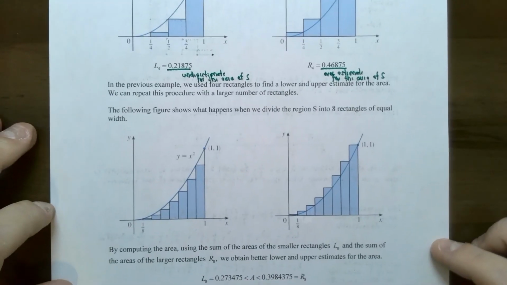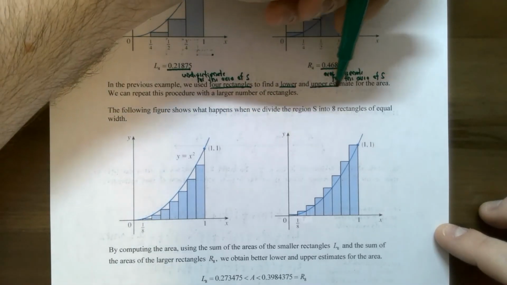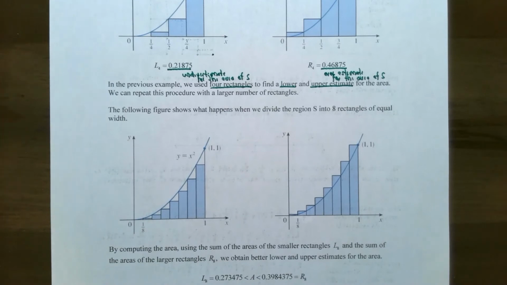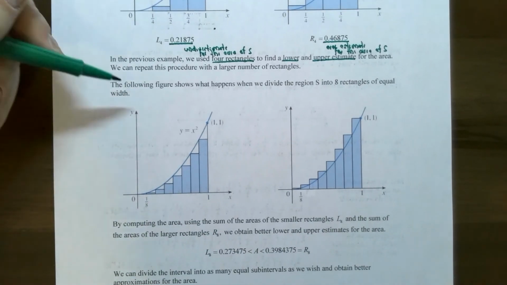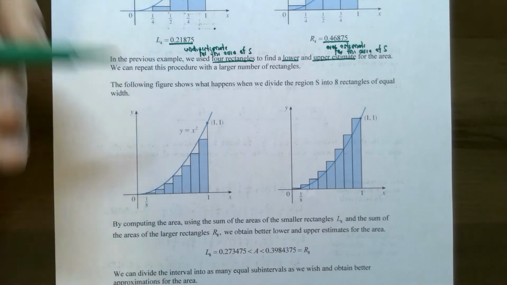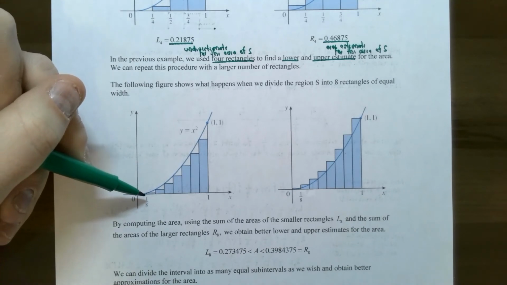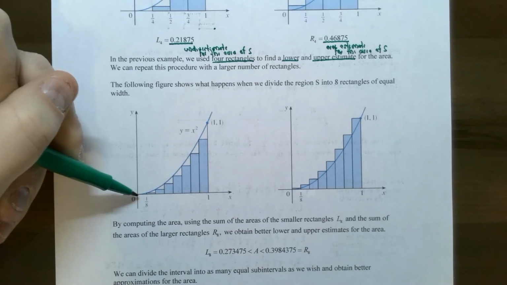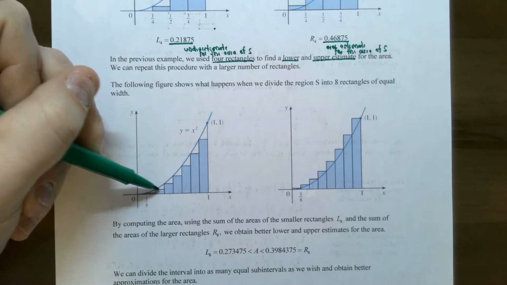So in the previous example, we used 4 rectangles, and we had a lower and upper estimate, as we've seen. But we can repeat this procedure if we use a larger number of rectangles. So we're not going to do this by hand. We're going to look at the graphs. The following figure shows what happens when you divide the region up into 8 rectangles of equal width. So each rectangle will have a width of 1/8, and the height is determined by the left endpoint. So the first rectangle doesn't show up because it's also area 0. Then f of 1/8 would be the height of the first rectangle. F of 2/8 would be the height of the second rectangle, and so on.